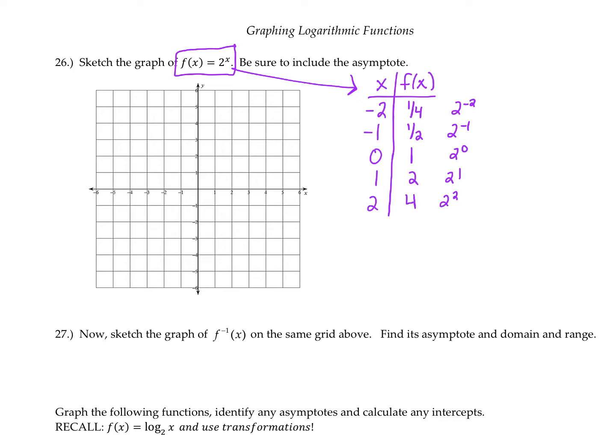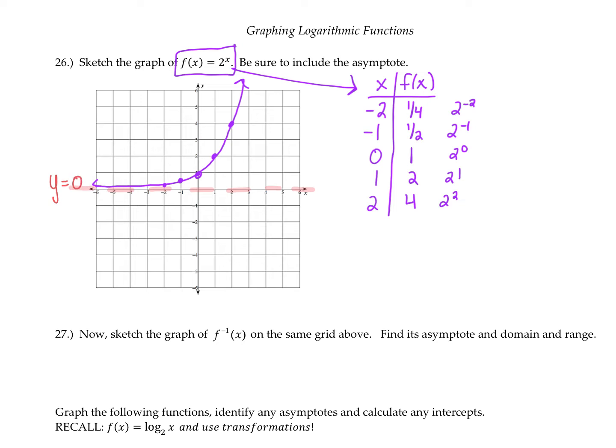All right, so now I'm going to plot these points: -2, 1/4; -1, 1/2; 0, 1; 1, 2; 2, 4. And you can see I have a curve here. I would have my horizontal asymptote along the line y equals 0. So my asymptote is at y equals 0.